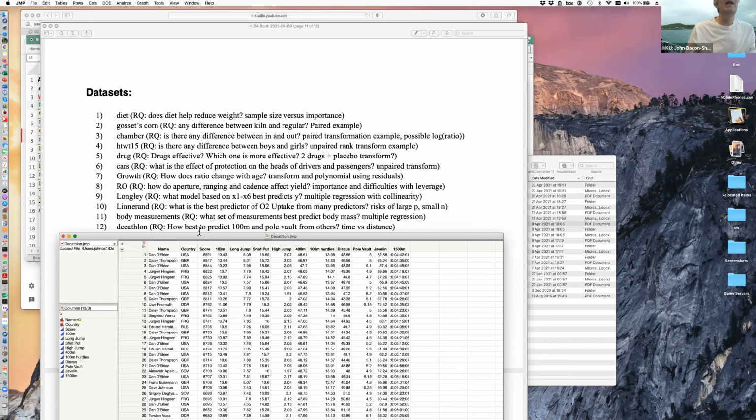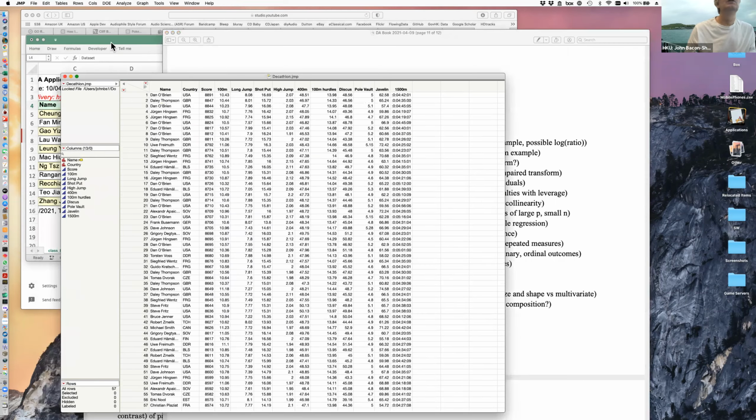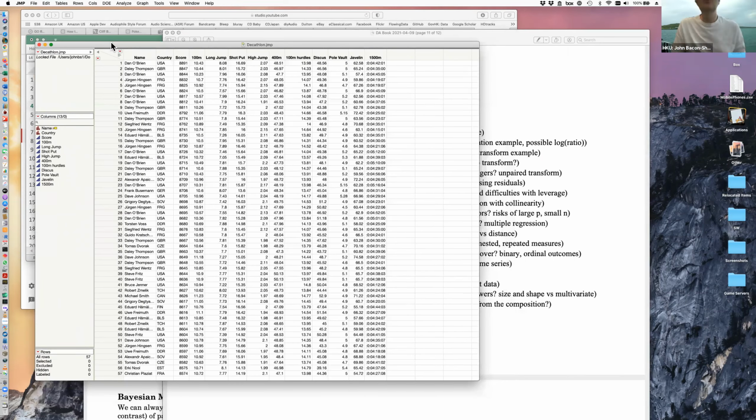So if I want to predict 100 meters, for example, which of these other events do we think would best predict the 100 meters, right? So anybody want to suggest which 2 or 3 variables would best predict the 100 meters? Given you've got long jump, shot put, high jump, 400 meters, 100 meter hurdles, discus, pole vault, and javelin. Hurdles and long jump. Anyone else?